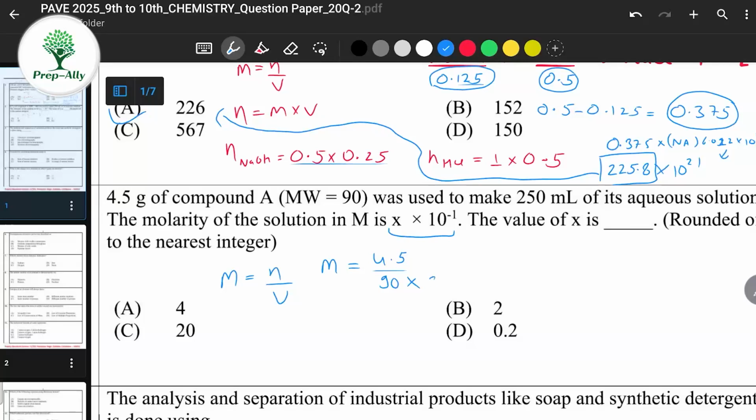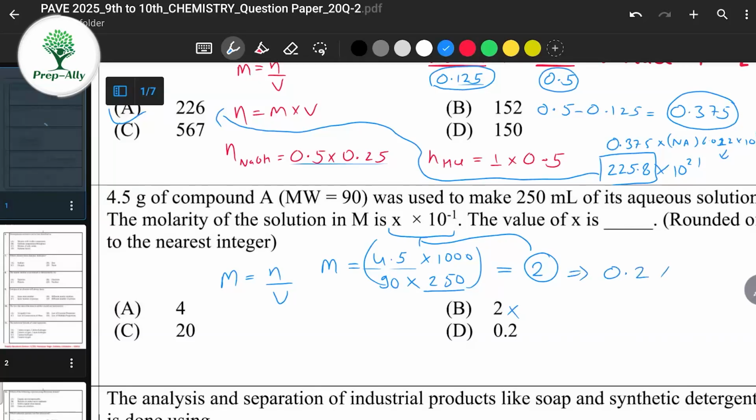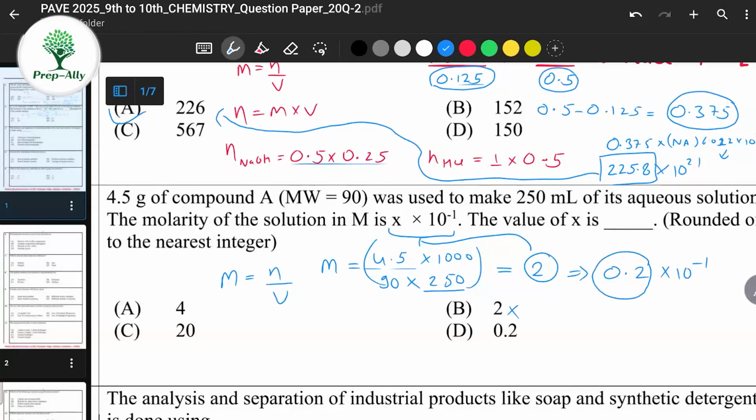We have 250 ml, but it is in milliliters, so we need to divide it by 1000. If we divide by 1000, it will get multiplied here. So we just need to solve this. After solving, we will get 2. But our answer is not 2. We need to convert this answer into the form x into 10 to the power minus 10. So I can also write the same answer as 0.2 into 10 to the power minus 1. So this is the x value, and x is equal to d. So d is the correct option.